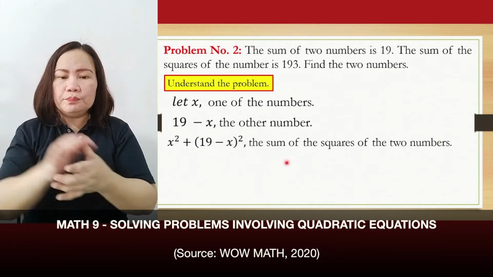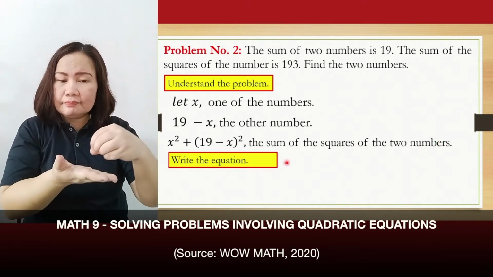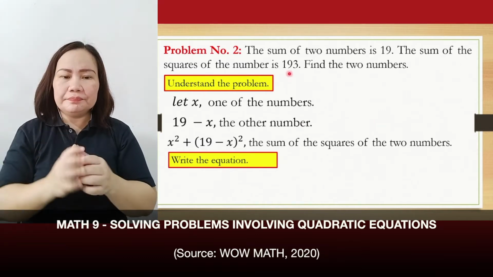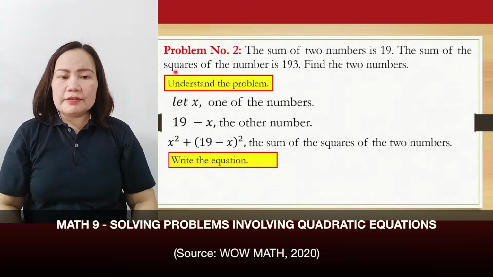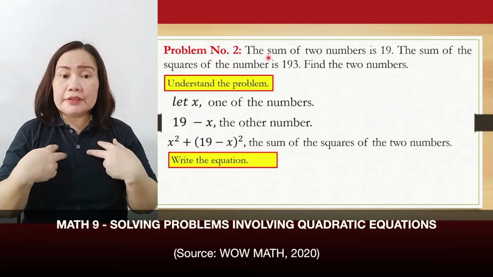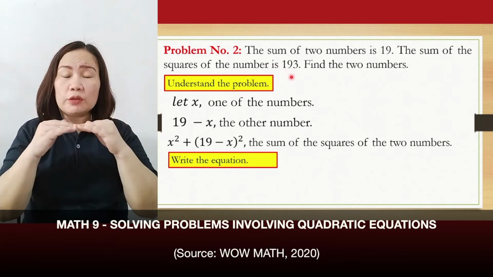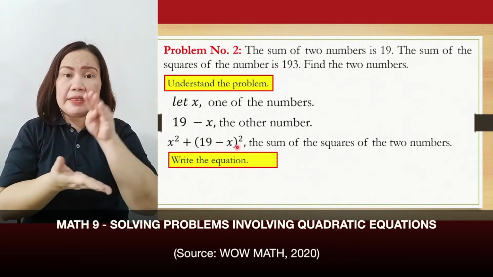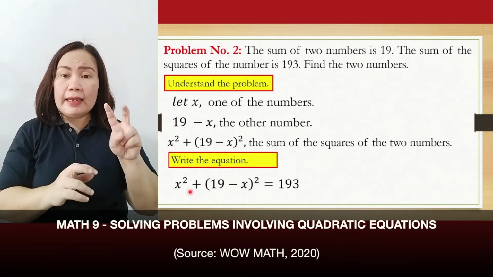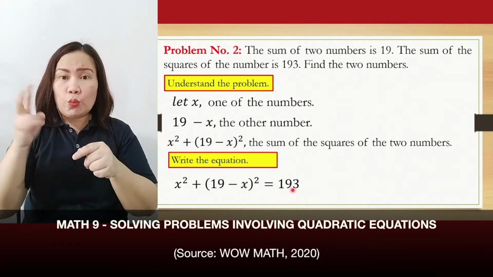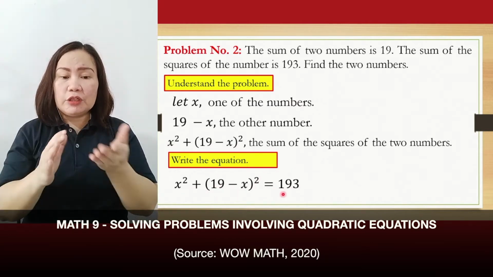Now, let us write the equation. So, given the problem, the sum of the squares of the numbers is 193. Since meron na tayong representation nitong dalawang numbers, so it is equal to 193. So we will just copy this. That is x squared plus (19 minus x) squared is equal to 193. So this will be our equation.